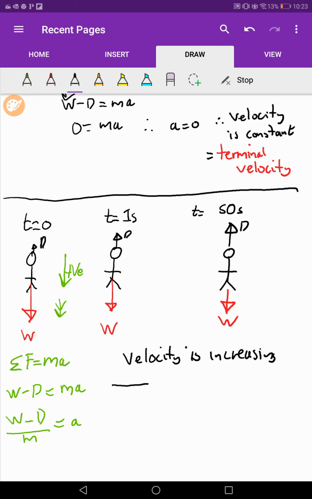So as you move from T equals 1 to T equals 50, his velocity is increasing. But as your velocity is increasing, in meters per second, you're going to hit more air particles per second, right? So actually your drag is going to increase. So the drag force you feel will increase with velocity.